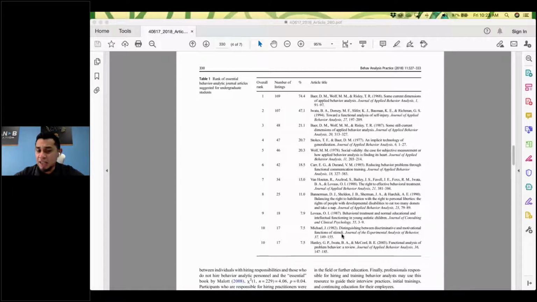And they actually have one more here, which is Hanley, Iwata, and McCord, functional analysis of problem behavior, which goes back to what we talked about, that FAs are the gold standard for assessments in our field. It's highly cited in our field, and they actually added it, right? This is top 11, I would say. So they have two 10s here. It was a tie, I guess, in this top 10.